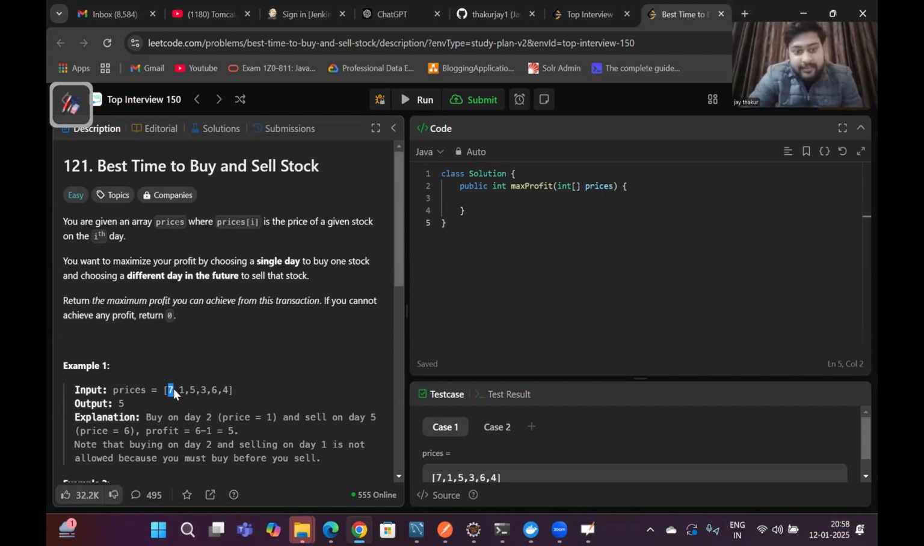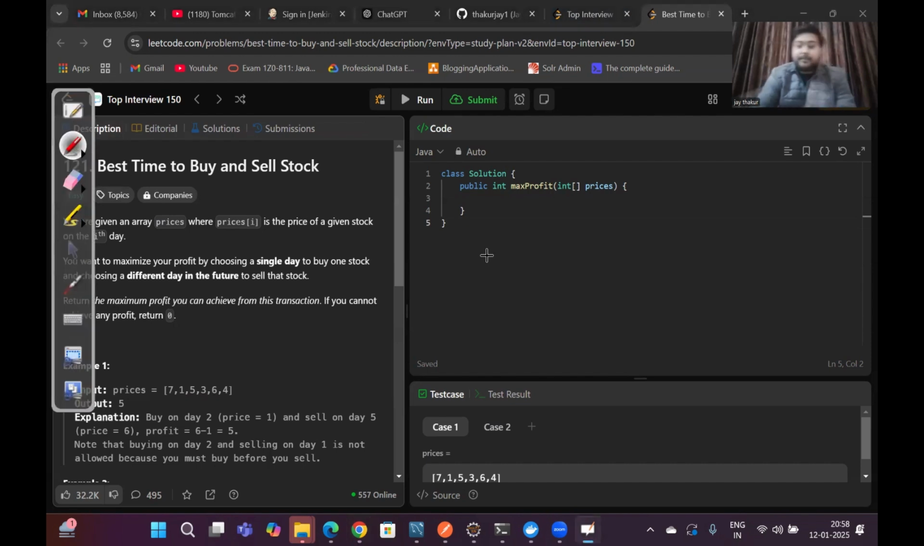For example, the 7 is representing the price of the stock on the first day. This 1 is representing the price of the stock on the second day, and so on. Now what we have to do? We have to maximize the profit. And how will we do this?